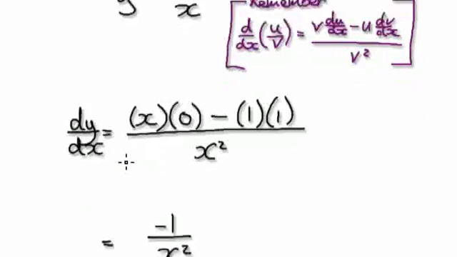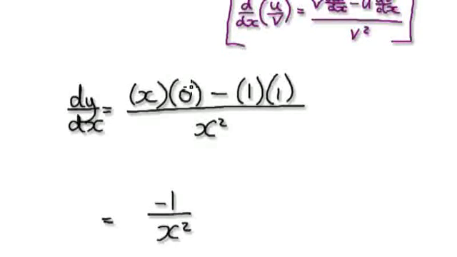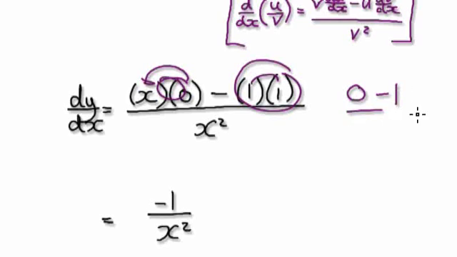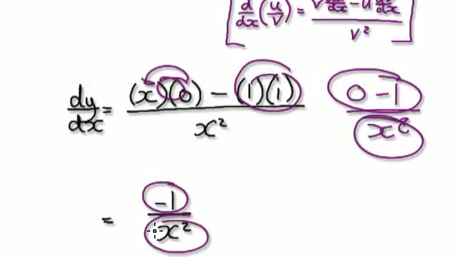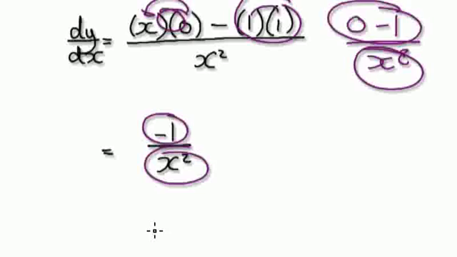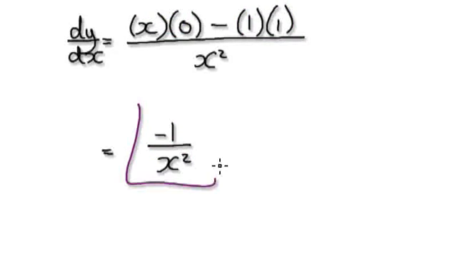Okay, and now it's just a matter of tidying up. So 0 times x will be 0. 1 times 1 will be 1. So that will in effect give you 0 minus 1 over x squared. So this here will be minus 1, and then x squared will stay as x squared. So overall the answer would be this.